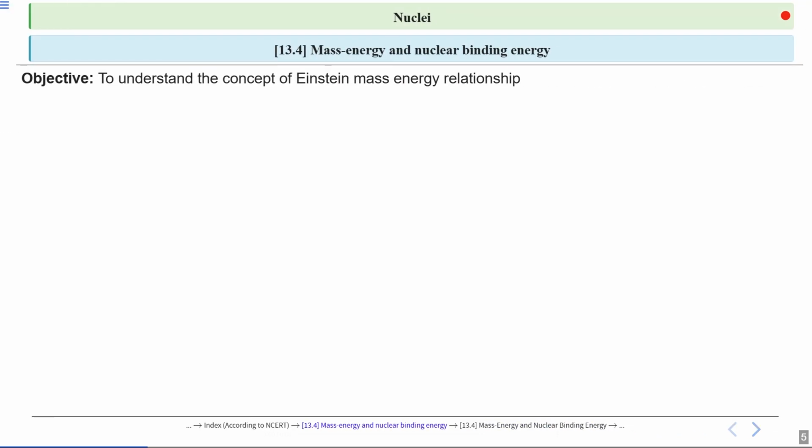Now let's understand Einstein's mass energy relationship. Let's start with Einstein's famous equation E equal to mc square, and this is NCERT equation 13.6. Here E stands for energy, m is mass, and c is speed of light in meters per second.